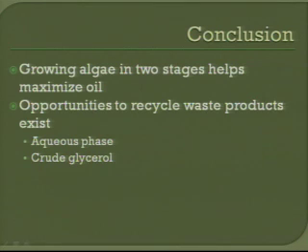So in conclusion, growing the algae in two stages is best to maximize the amount of oil we can get, with high nitrogen first to divide the cells, and then low nitrogen so the cells grow larger. And then we have lots of opportunities to recycle waste products, and we need to do this to, A, be more efficient, and B, it's going to help with the life cycle assessment if we can keep it a closed loop and recycle this aqueous phase and crude glycerol.